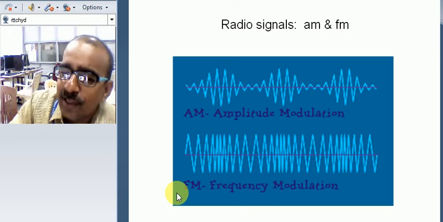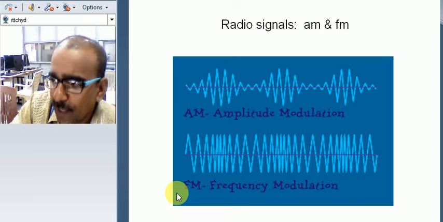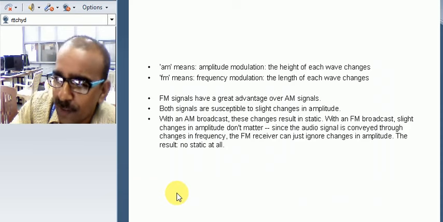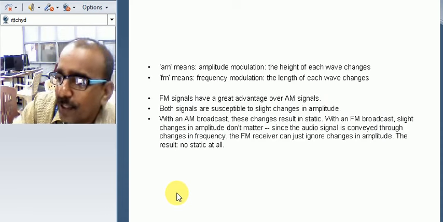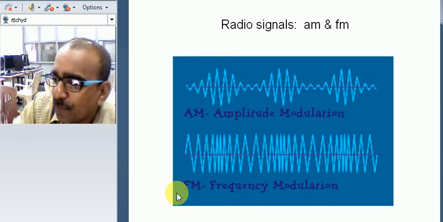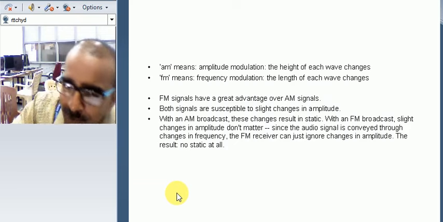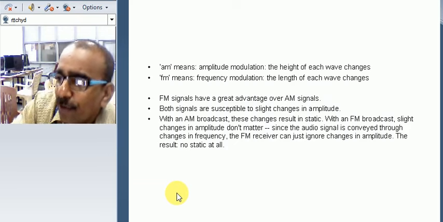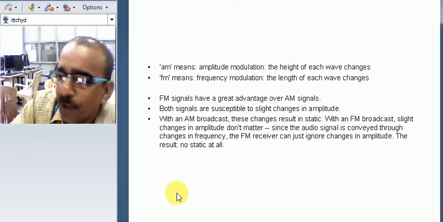The next one shows how voice or sound is transmitted from one place to the other, that is through amplitude modulation or frequency modulation. The explanation for the previous diagram, which shows the amplitude modulation and frequency modulation, is given in this slide. AM means amplitude modulation, where the amplitude of the carrier wave is varied. In frequency modulation, the frequency is varied.